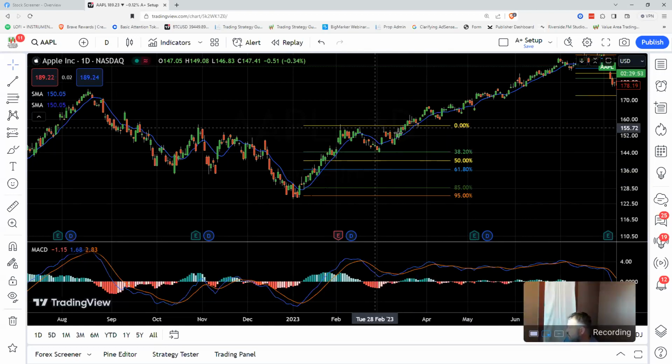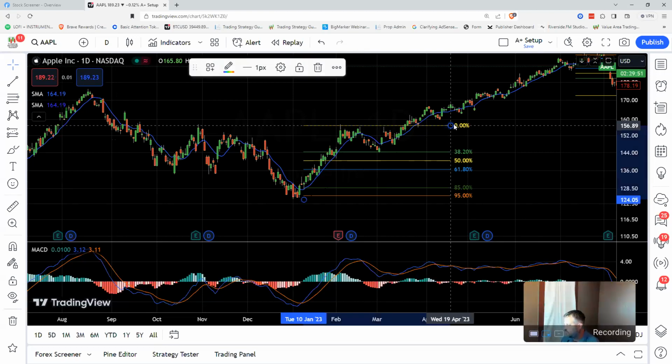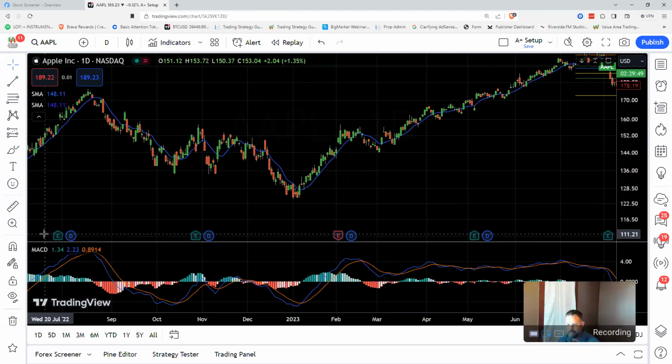Okay, now I want to talk about targets. Targets was on my list, and I want to make sure I don't forget. So one of the big things about trading with fibs is targets. Targets are great. They're absolutely amazing.